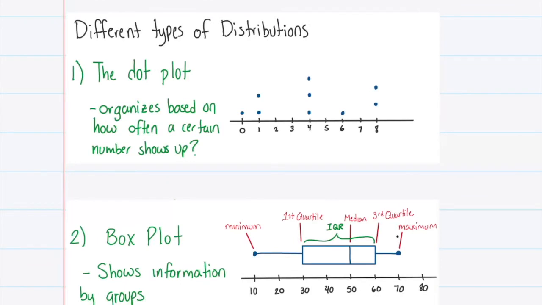All the types of distributions we've seen so far. The first one we've seen is the dot plot. Basically, it's organized as how often something shows up.